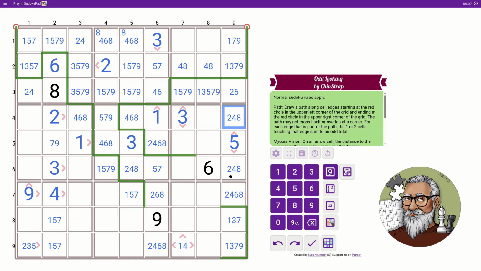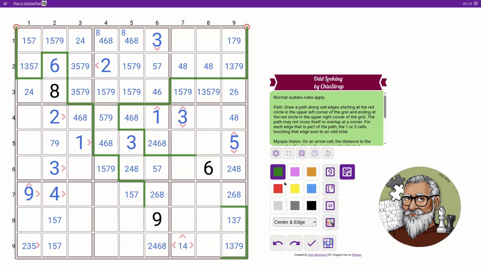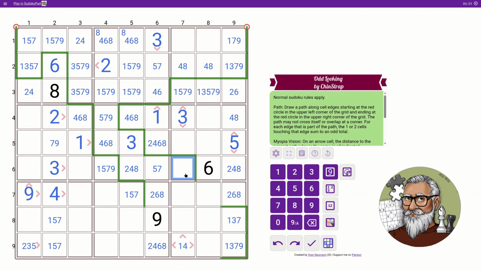No 6. No 2. That helped. Well, I know I can't go down from here anymore, right? This is not possible. So that is not possible. We have to go down. All right, and this becomes 179.